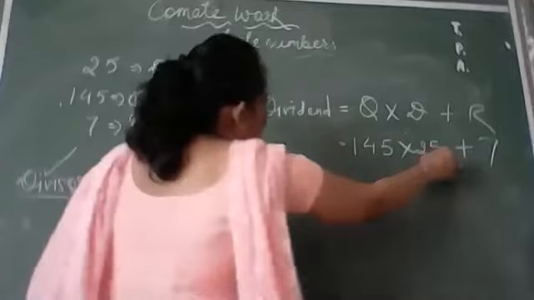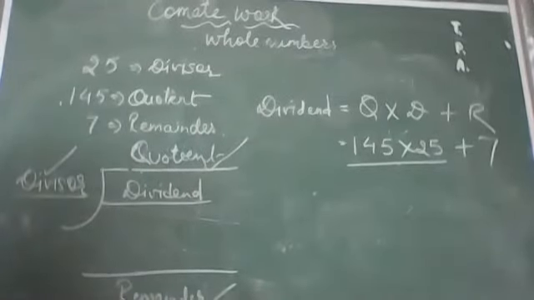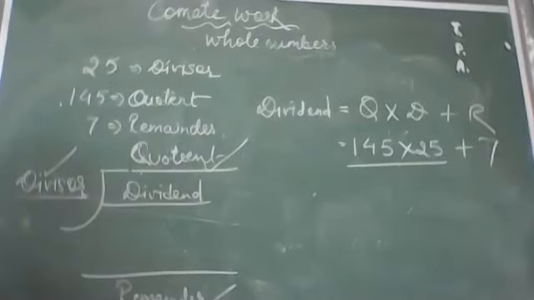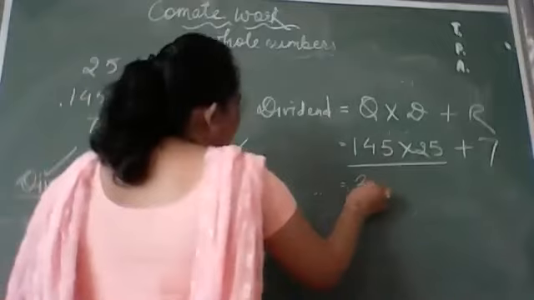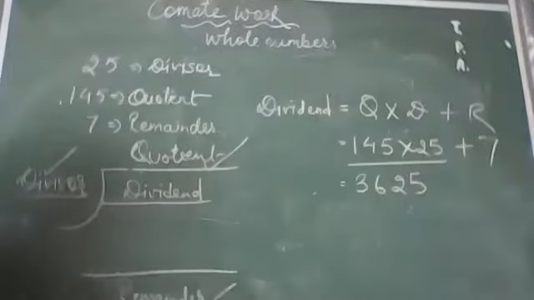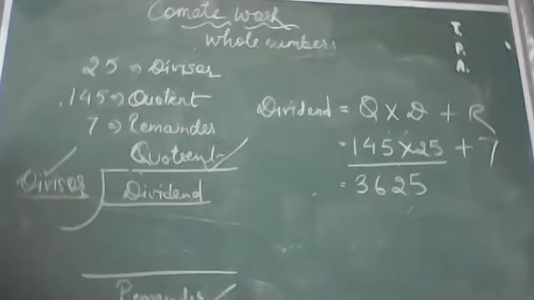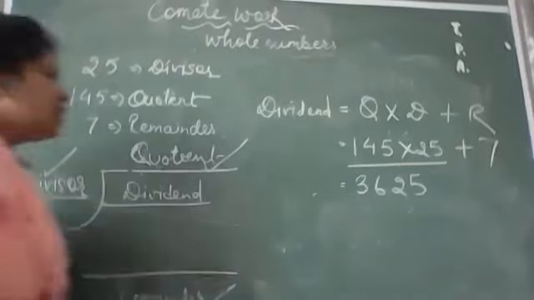So, what will you multiply? 145 with 25. So, when you multiply 145 with 25, you will get 3625. I have multiplied it one-sided, so that is why I am writing the answer directly, that is 3625.